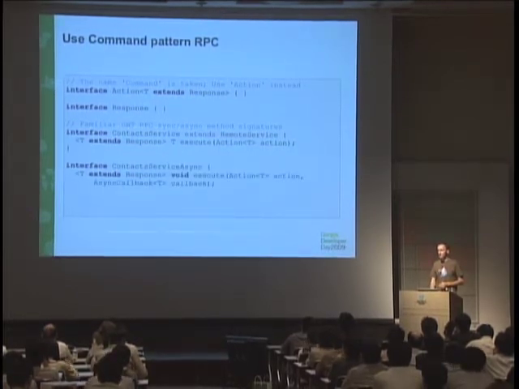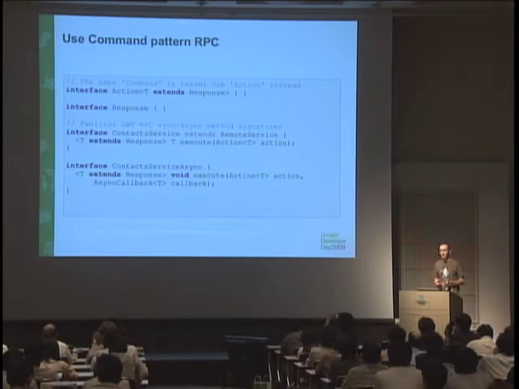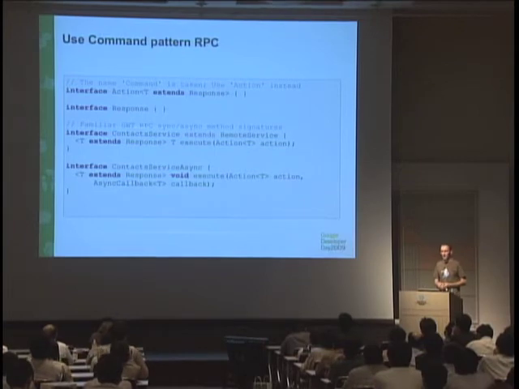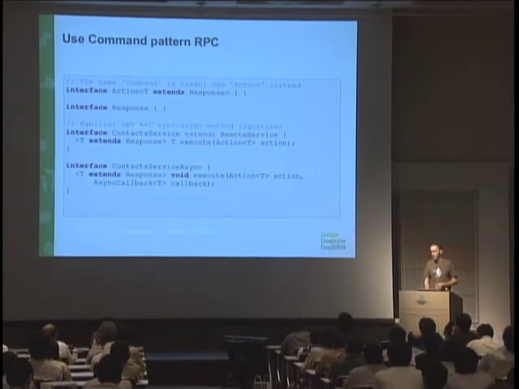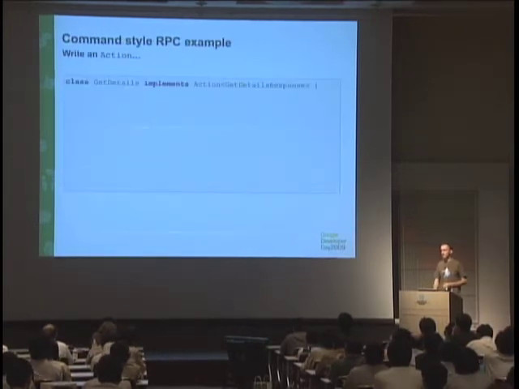We also need an asynchronous method interface, and this is, again, just standard GWT. We've taken the above execute method, and we've replaced the return type with the void keyword, and instead we pass in an asynchronous callback. And this is all very standard and looks familiar.